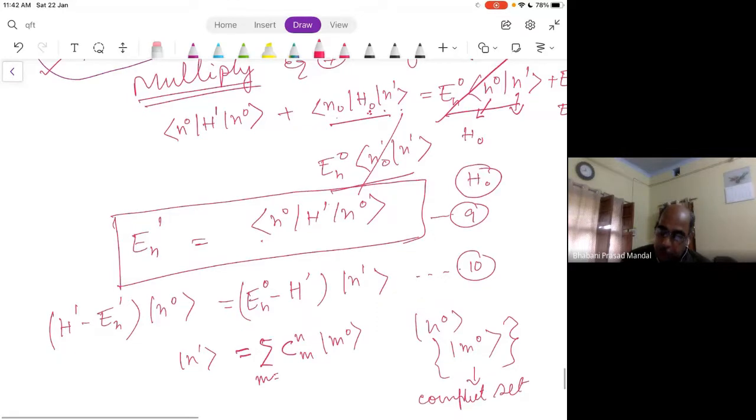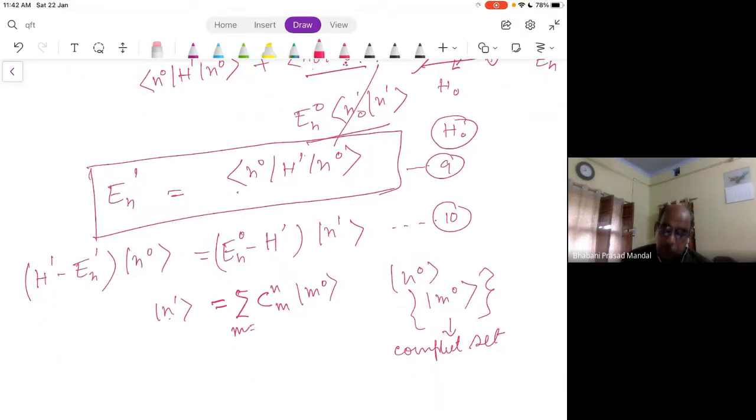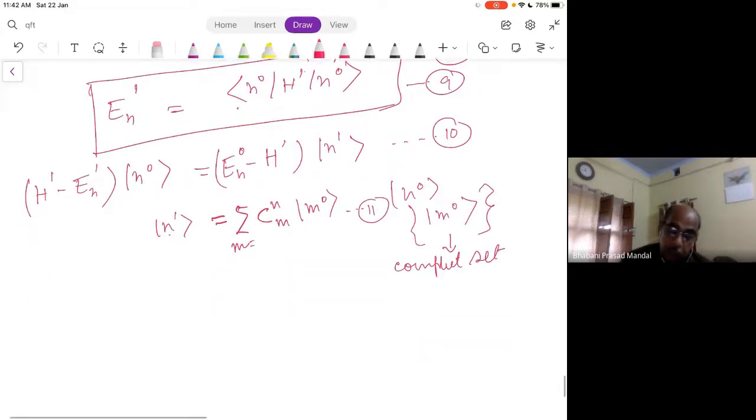So if it is a complete set, I can write my n1, which I am supposed to calculate, in terms of this. Now let us put this, equation 11, into equation 10. So let us do that. So what will happen? H1 minus En. I'm going very slow because you are beginning, but I have to go faster after some time.